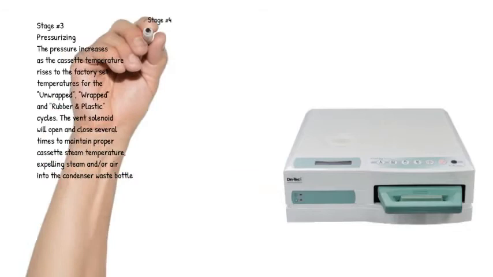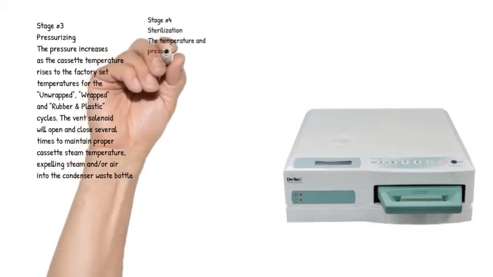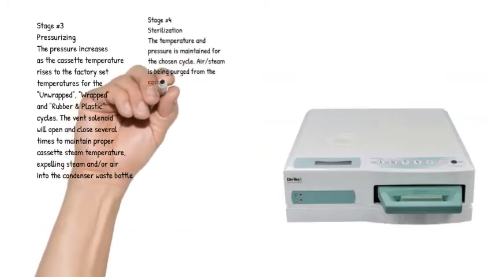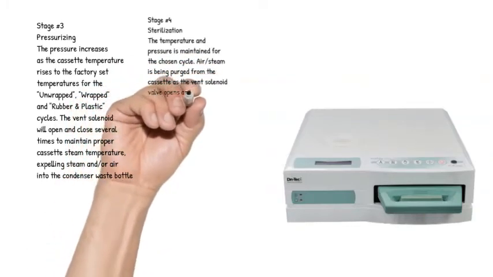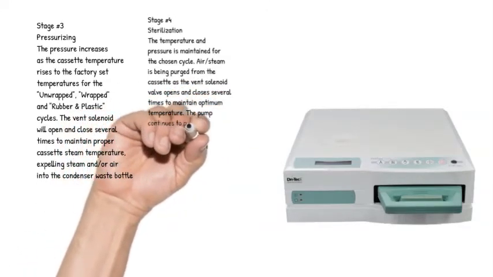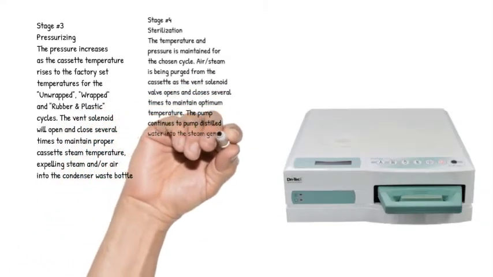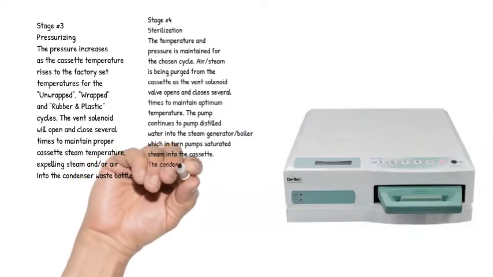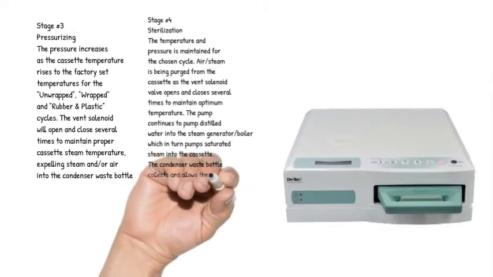Stage number 4. Sterilization. The temperature and pressure is maintained for the chosen cycle. Air/steam is being purged from the cassette as the vent solenoid valve opens and closes several times to maintain optimum temperature. The pump continues to pump distilled water into the steam generator/boiler, which in turn pumps saturated steam into the cassette. The condenser waste bottle collects and allows the steam to cool down safely.